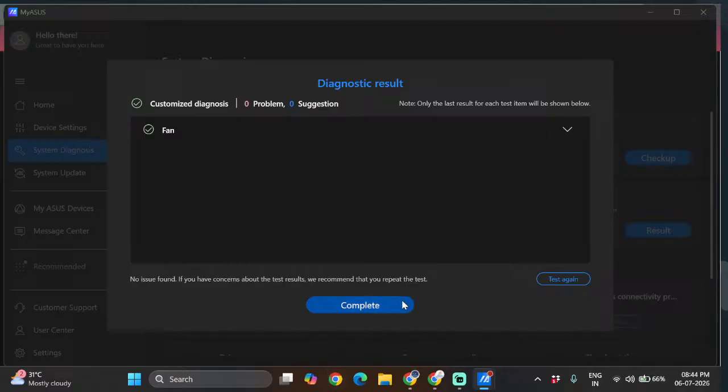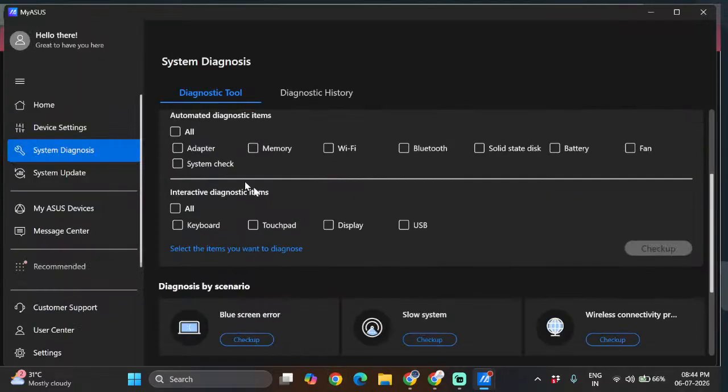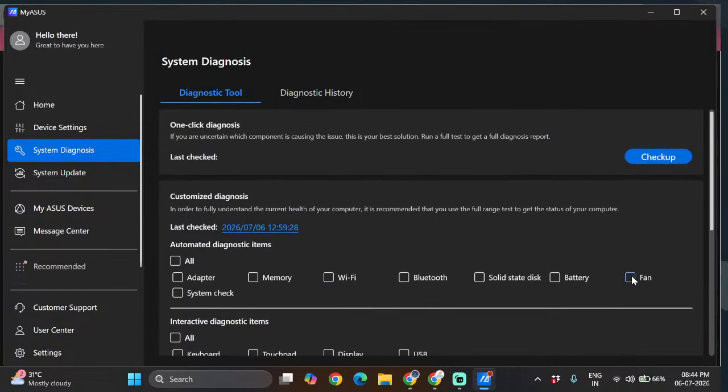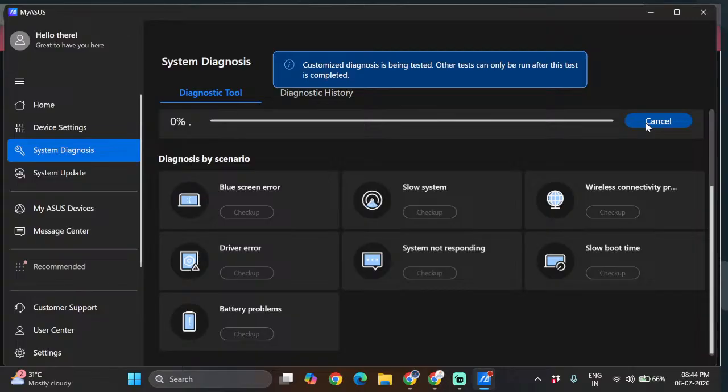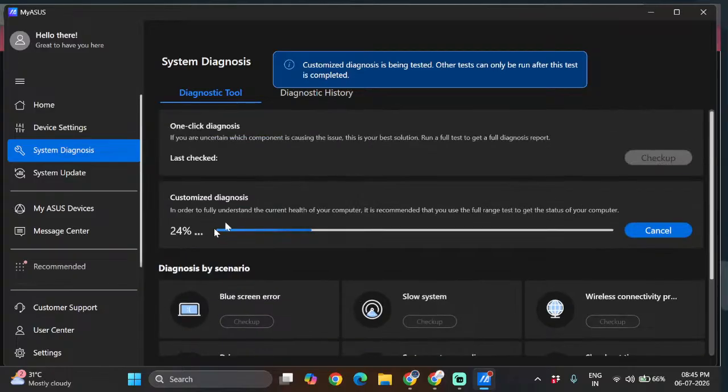There would be a custom diagnosis. See, here you can turn on the fan option, and you can click on checkup. Automatically the fan will turn on. So custom diagnosis is being tested. Usually at 30% the fan speeds up. Yeah, already my fan started. As this percentage gradually increases, the fan speed also usually increases. This is like a diagnosis test of whether our fan is really working or not.